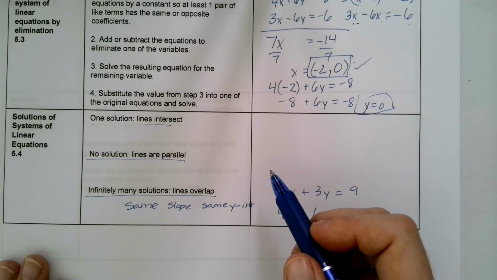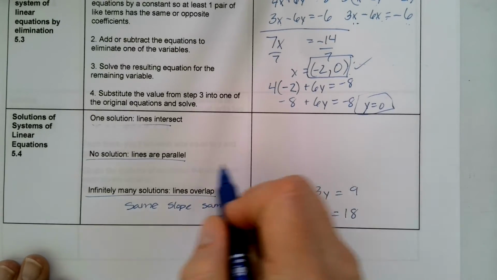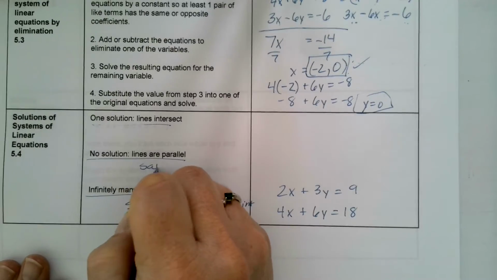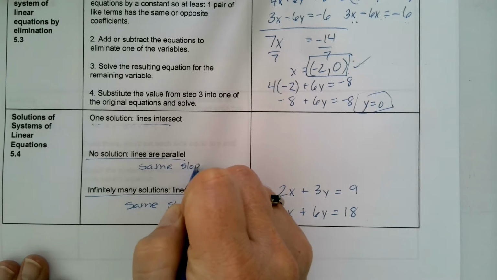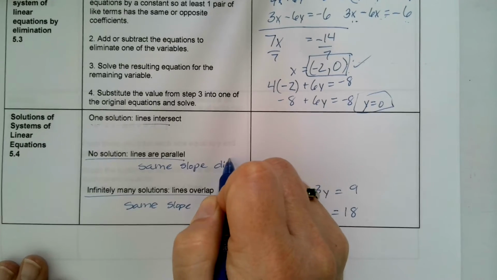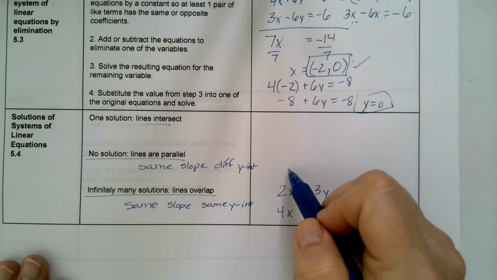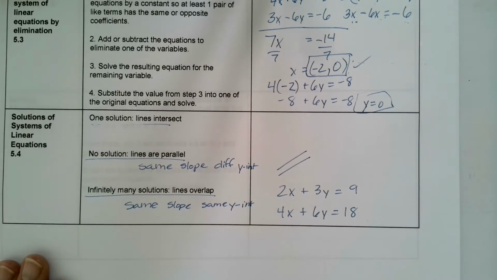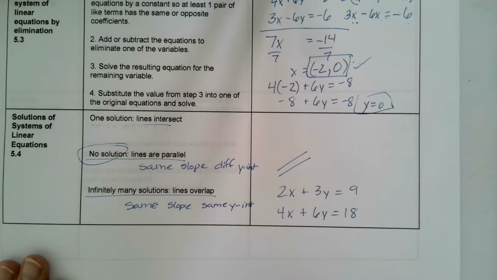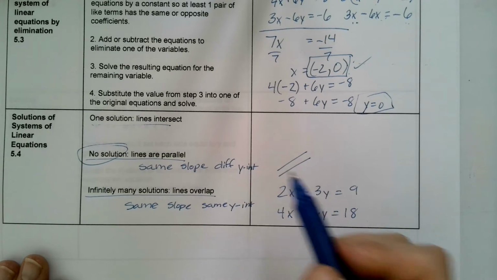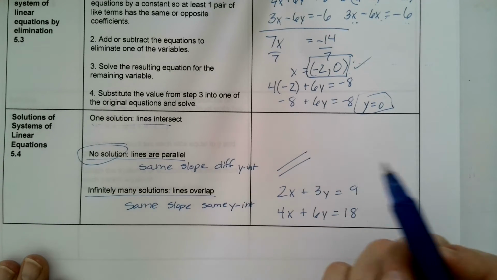Now, if you end up with a situation where you have the same slope, different y-intercepts, you know they are going to be parallel and have no solution. If they have one solution, they have different y-intercepts, different slopes.